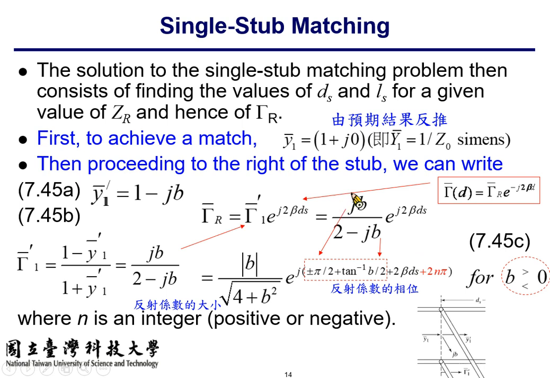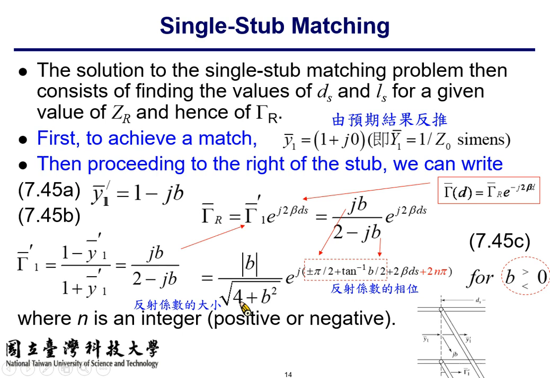The magnitude of this number can be replaced with the magnitude of b over the square root of 4 plus b squared, and this number equals the magnitude of gamma r. So once you know the magnitude of gamma r, you can use this relationship to find the magnitude of b.